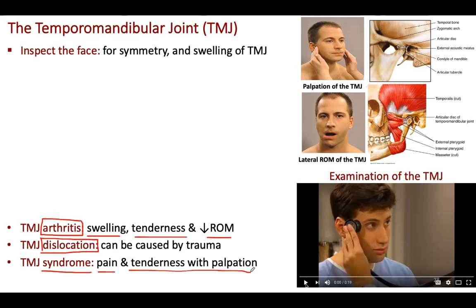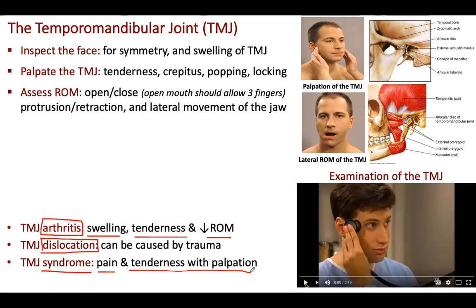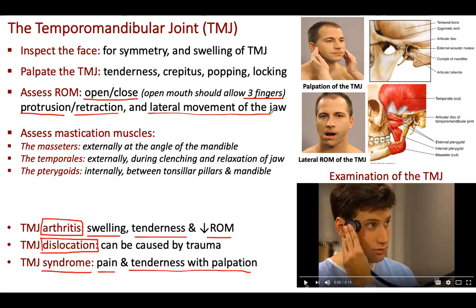So how to examine the TMJ? We inspect the face for symmetry and swellings. We palpate the joint for tenderness, crepitus, popping, locking, and we assess the range of motion. We ask the patient to open and close the mouth, and normally the open mouth should allow 3 fingers of the examiner to pass through. And protrusion and retraction of the lower jaw, and lateral movement of the lower jaw. Assess the muscles of mastication or chewing. And these are 3 groups of muscles: the masseters, the temporalis, and the pterygoids.